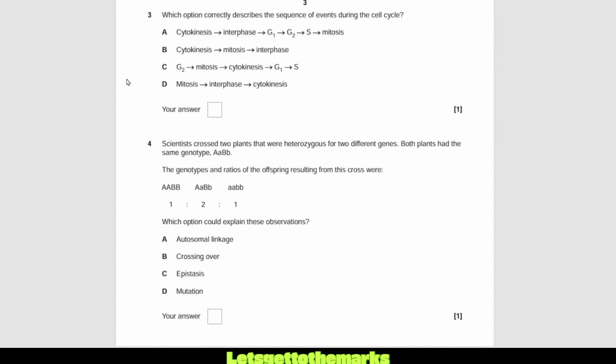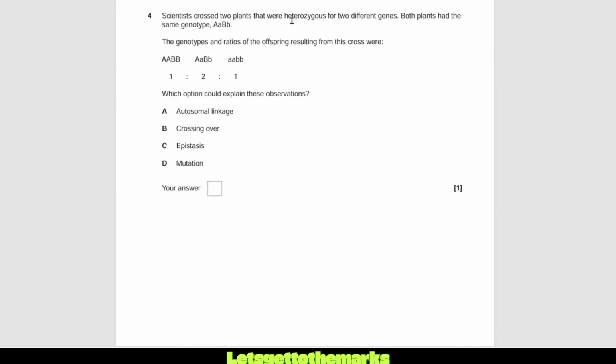Keep moving on. Right, scientists crossed 2 plants that were heterozygous for 2 different genes. Both plants had the same genotype, capital A, little a, big B, little b. The genotypes and ratios of the offspring resulting from this cross were AABB 1, AABB 2, and AABB 1. Which option could explain these observations? So a little bit of knowledge. This is dihybrid inheritance, where you're getting 2 different genes. It's not monohybrid inheritance, like brown eyes, blue eyes, one phenotype. We've got 2 different phenotypes here.